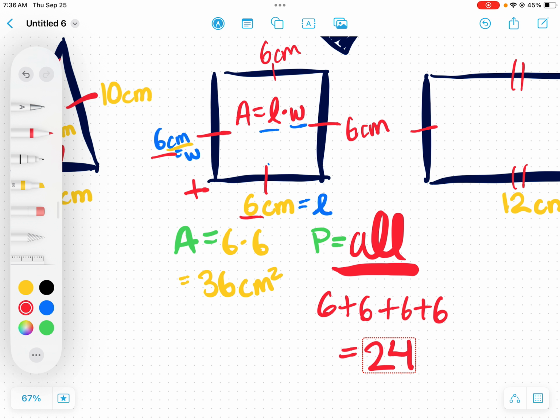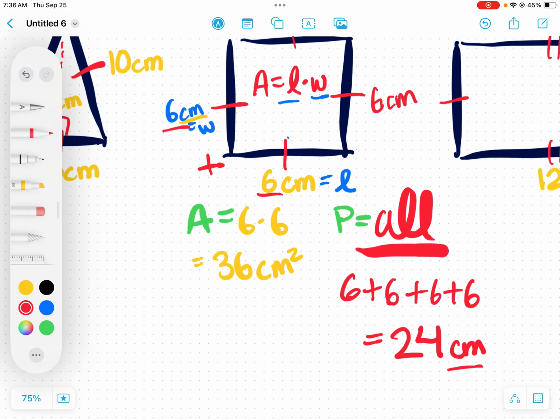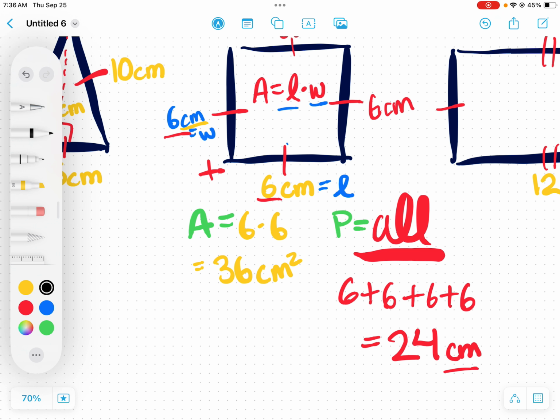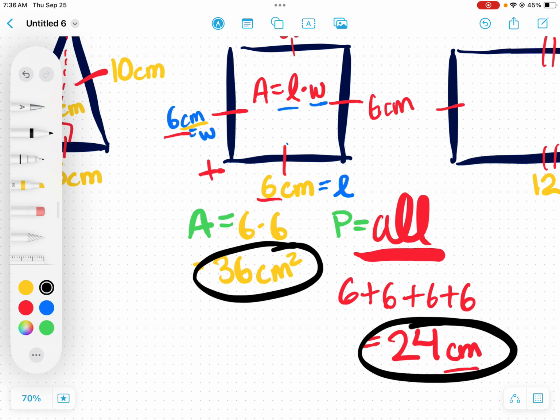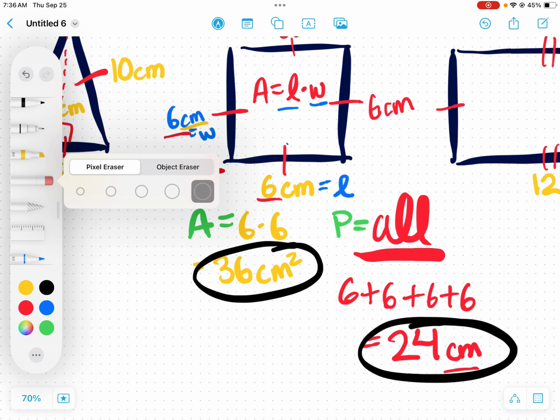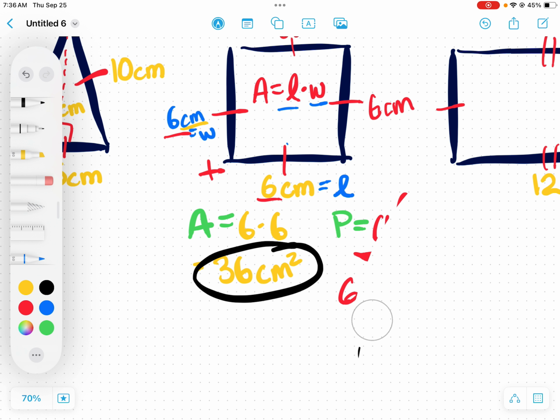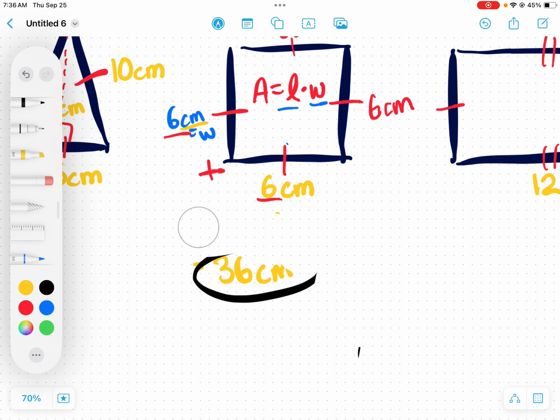Okay, and then we got our units. The perimeter does not have the little 2, it's just the units written normally. Okay, so for my square right here, my area is 36 centimeters squared and my perimeter is 24 centimeters. Okay, let's go ahead and practice. Now make sure to go ahead and write this one in your notes. Okay, pause the video, write it in your notes. Let's go ahead and do our next one.